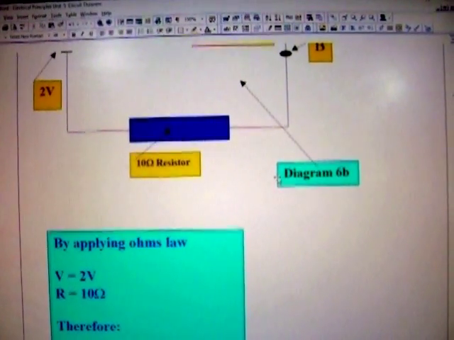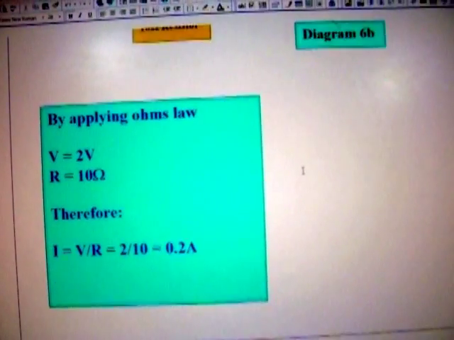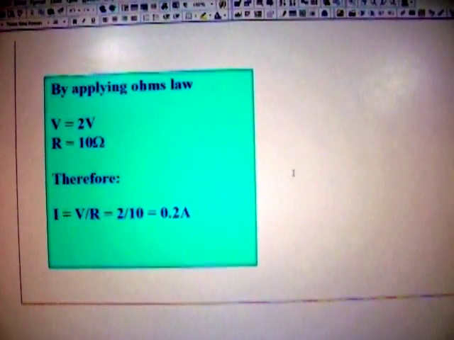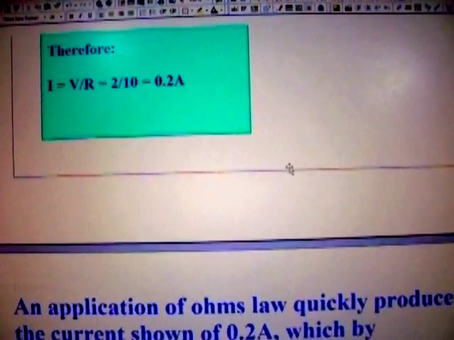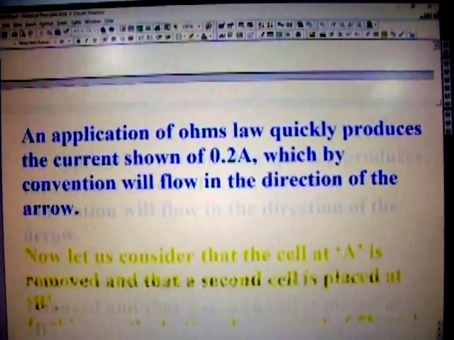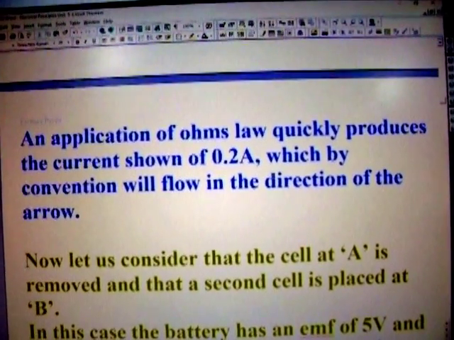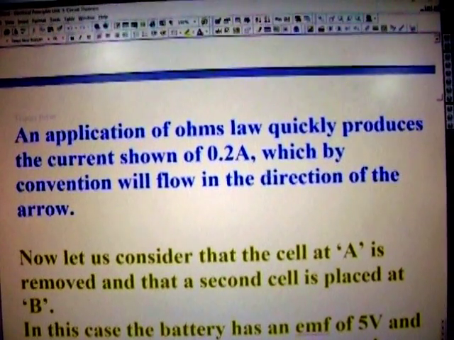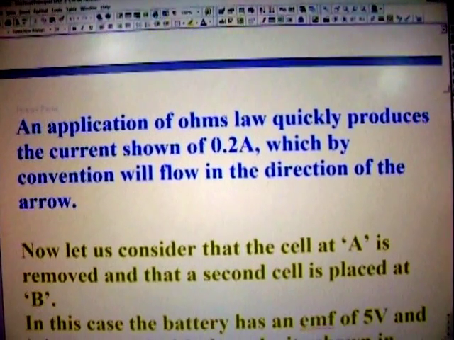Now again, I'm going to leave you with this. I've shown you the calculations I've carried out here. Now they are simple enough for you to understand and to follow through. Okay. Don't need much explanation on this. Now an application of Ohm's law quickly produces a current of 0.2 amps, which by convention will flow in the direction of the arrows.